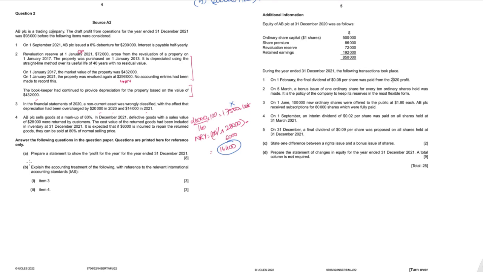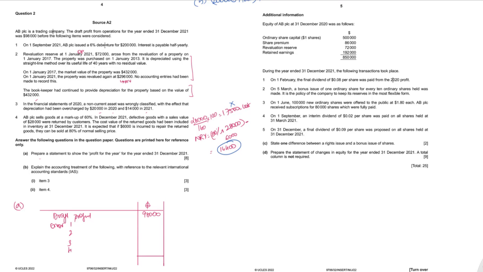Answer the following questions. Prepare a statement to show the correct profit for the year ended 31st December 2021. Okay, let's do that here. Current profit is the draft profit, 98,000. So we have error number 1, 2, 3 and 4, and at the end we'll get the correct profit.